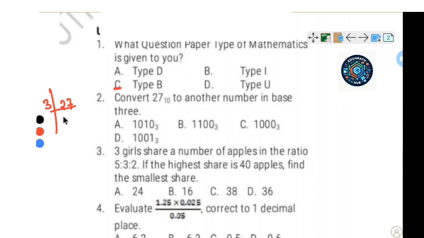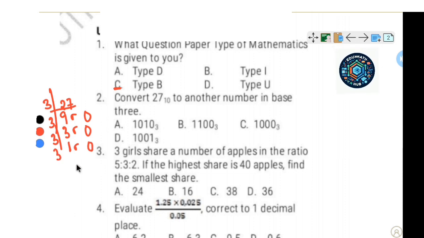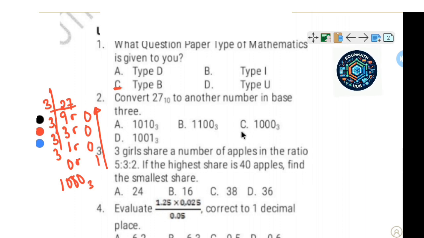So 3 in 27, that will give you 9, the remainder will be 0. 3 in 9, that will give you 3, the remainder will be 0. 3 in 3, that will give you 1, the remainder will be 0. 3 in 1, that will give you 0, the remainder will be 1. Then you pick your answers like this. So your answer will be 1 0 0 0 base 3. So you go to your option and look for that. So this is C right there.